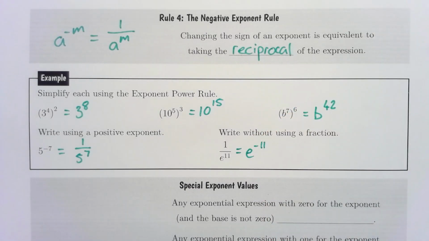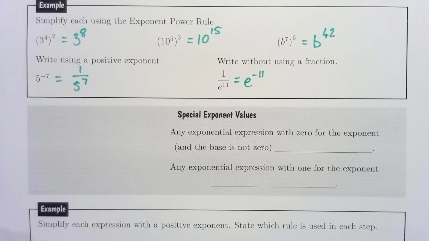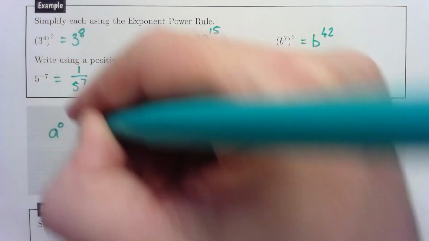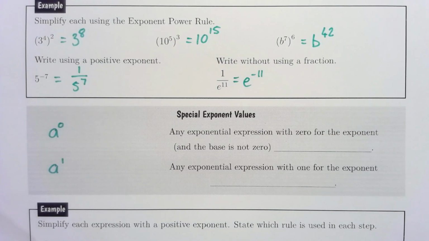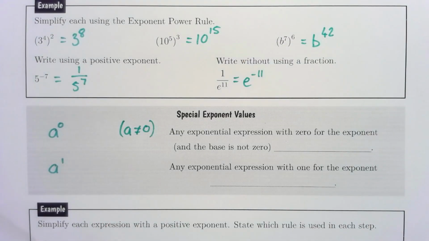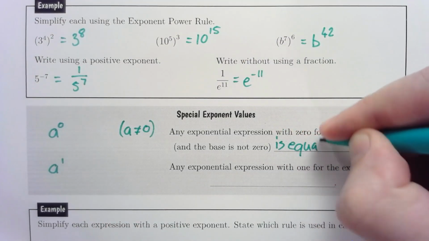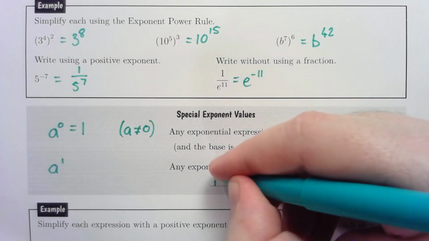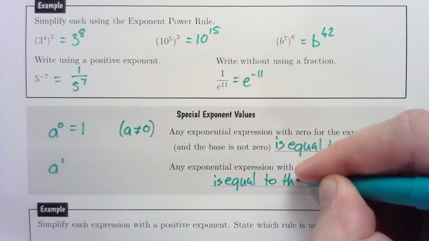power of negative 11. Now on top of these rules, there's a couple of special values for exponents that we want to make note of. Now you may have already noticed these in the last lesson. If we have any exponential expression with 0 for the exponent, as long as the base is not 0, that expression is equal to 1. And any exponential expression with 1 for the exponent is equal to the base.